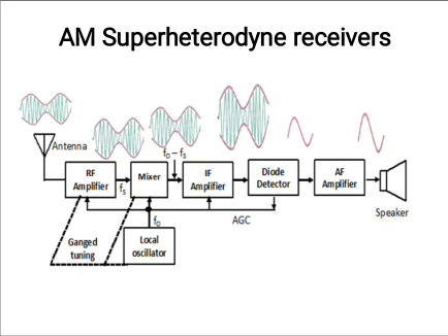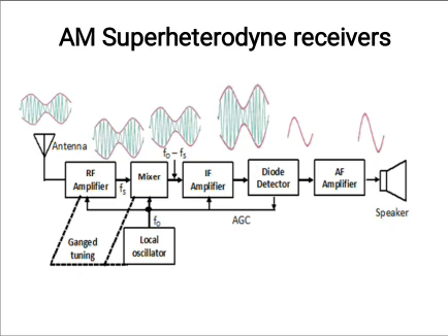Next is the AM superheterodyne receiver. The superheterodyne receiver is one of the most popular forms of receiver in use today. Superheterodyne is basically a process of designing and constructing wireless communication equipment such as radio receivers by mixing two frequencies together in order to produce a different frequency component called the intermediate frequency, that means IF.